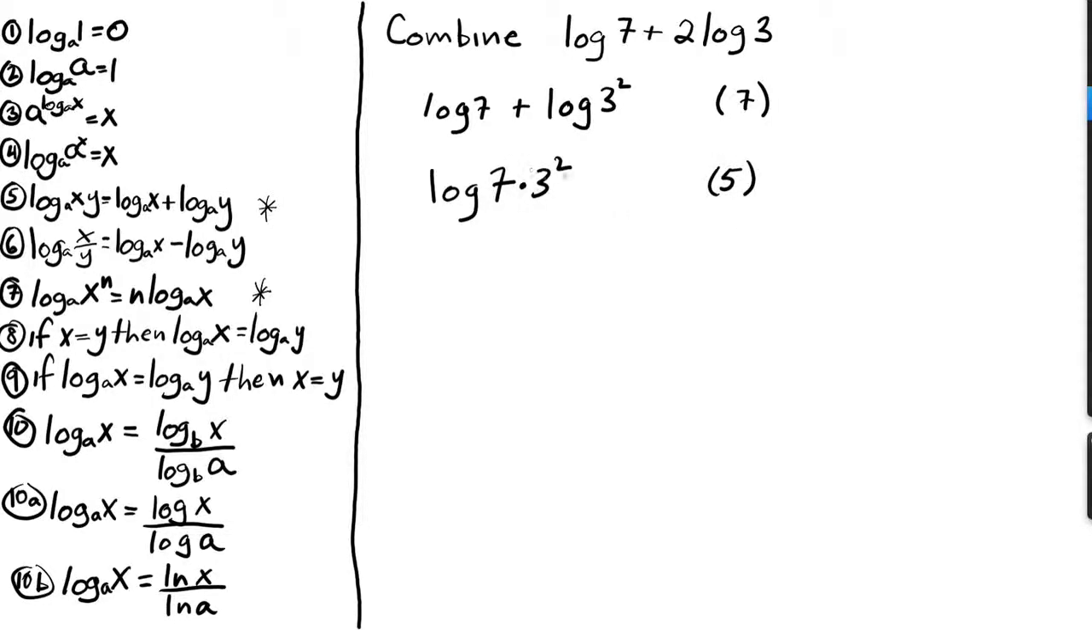All right, now I can work this out, right? 3 squared is 9. So I get that. And then 9 times 7 is 63, so what I'm looking at here is the log of 63. And then if I wanted to, I could put the log of 63 in on my calculator, and I would get a decimal value out. Okay. All right, but this would be the answer of the combined logarithm.